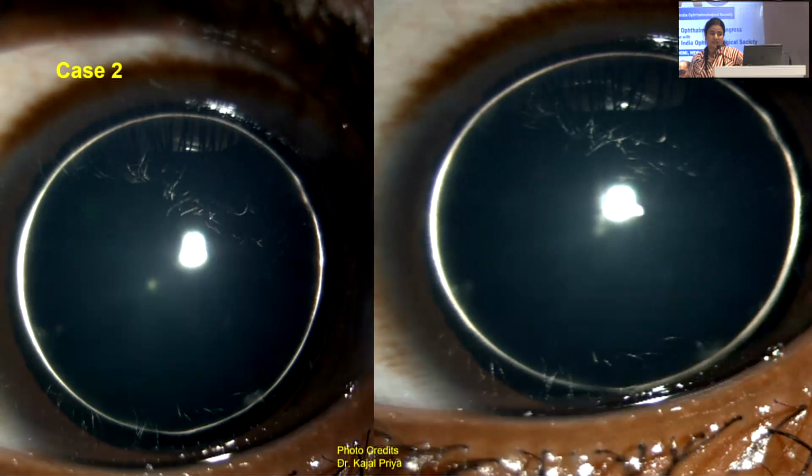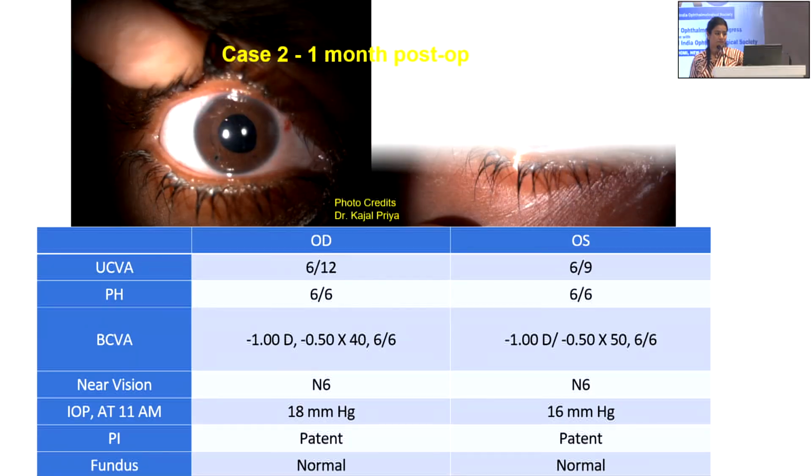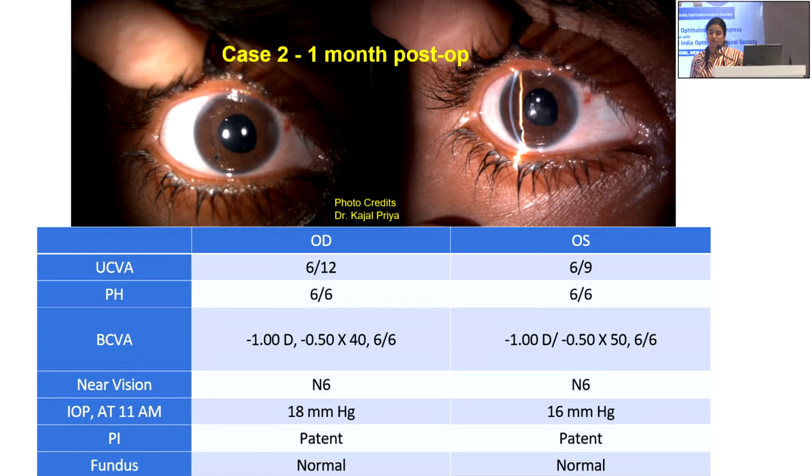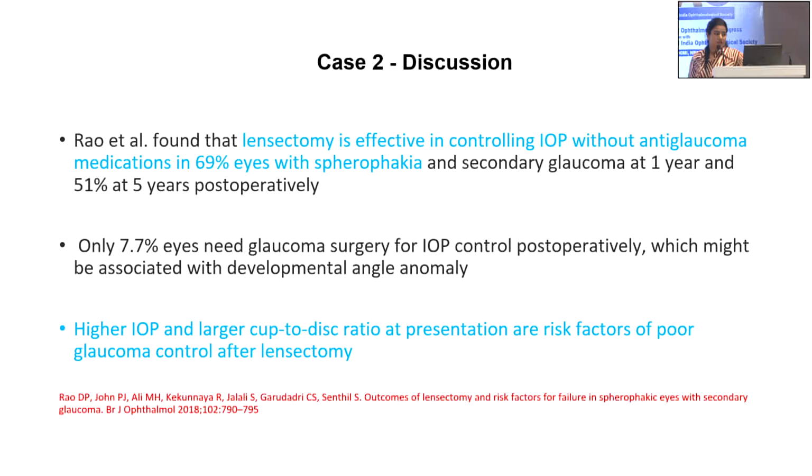In such a case, it is safe to do a clear lens extraction because that is the cause of the high IOP, instead of putting the patient on AGMs again. At 1 month post-op follow-up, the iris claw lens was placed and the PI was done, and we can see the AC is well formed and pressures are maintained. Lensectomy is effective in controlling IOP without any AGMs in 69% of the eyes, and in the other 7.7%, there are some other preoperative risk factors for glaucoma.